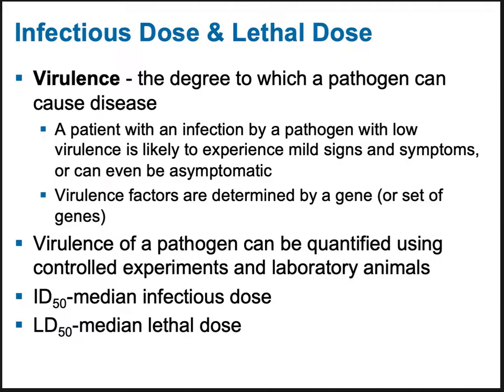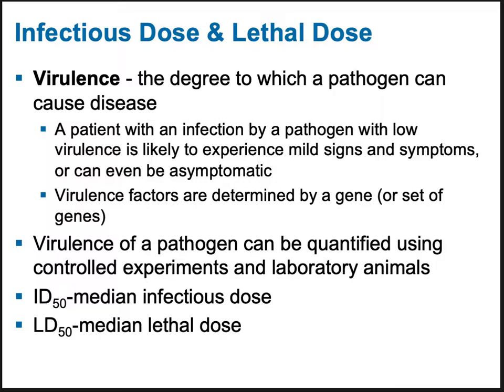Next, virulence, another term that you may have become familiar with because of this pandemic. So virulence means the degree to which a pathogen can cause disease. And so we've seen that there's this new strain of COVID, which, although it is more contagious, it seems to be less virulent, causing less severe disease.